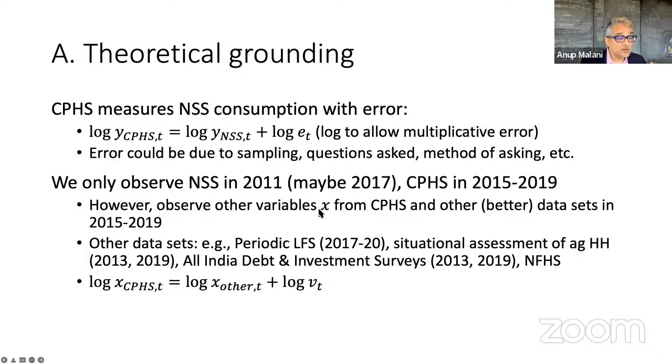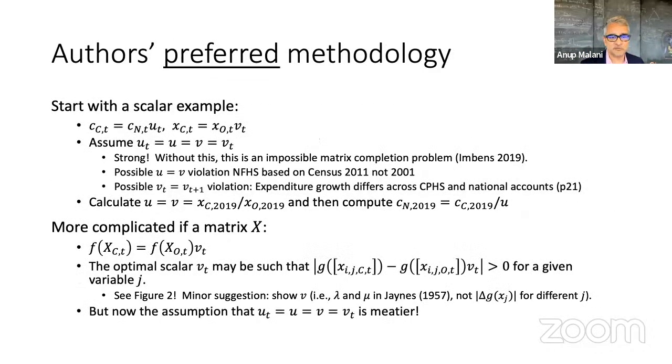However, we observe some other variables X from CPHS and potentially other better databases, we might think, better than CPHS, in the later period, okay? So these are examples of the databases they look at. And so you might posit a model that says, for those other variables X, in fact CPHS measures those with error. So log of CPHS measurements of X in a given year is equal to the log of the measurements of those other variables by those other data sets in that year plus some error. Okay, so these are two measurement error models, right? Very simplistic, strong parametric assumptions just for the purposes of understanding.